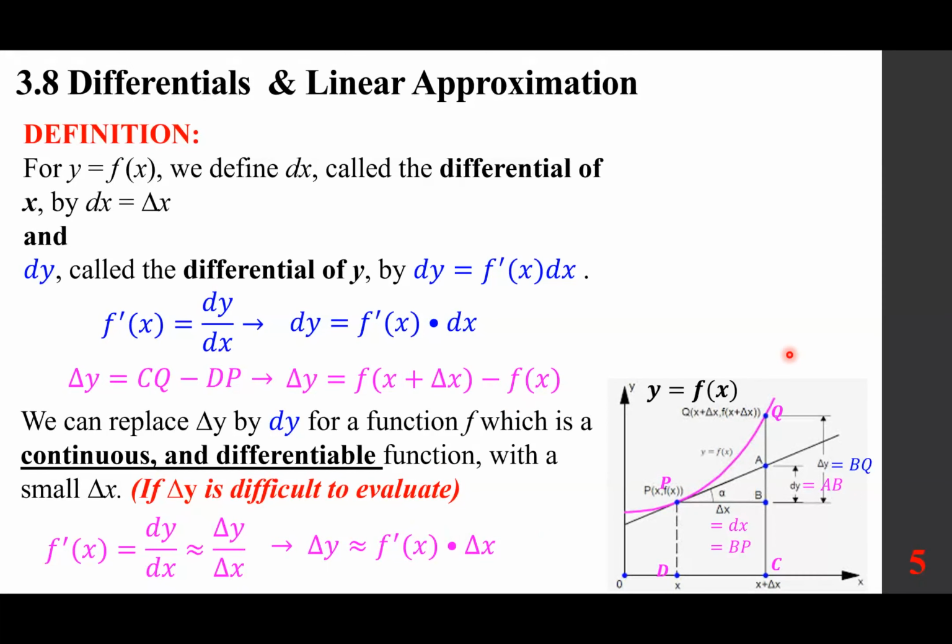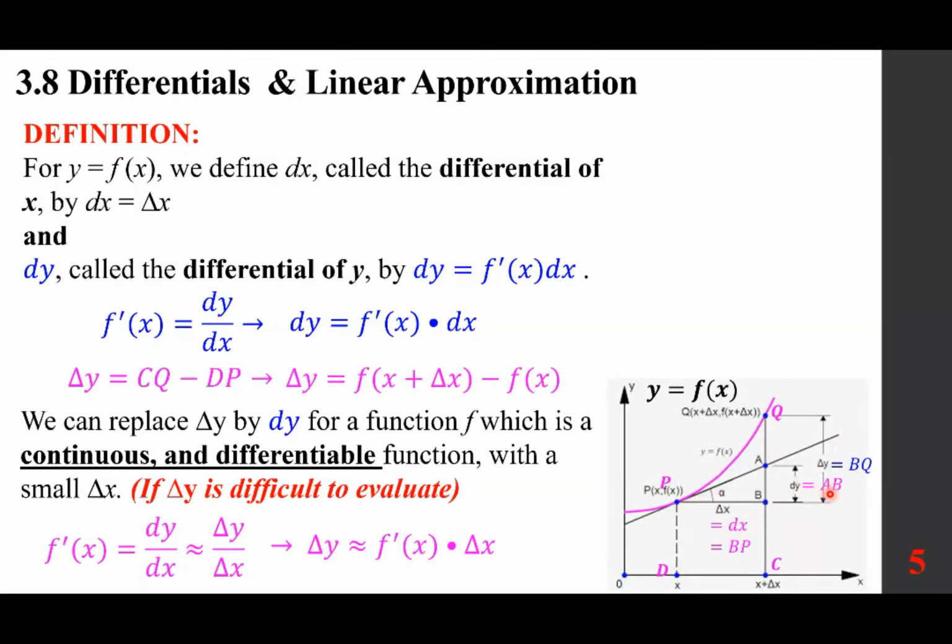So the question is, what is dy as far as the graph is concerned? This is the curve, and at point P, when we draw a tangent line, again, this distance along the x-axis is delta x, dx, they're identical. Now the distance along the y-axis for the tangent is called dy. So this distance AB is dy.